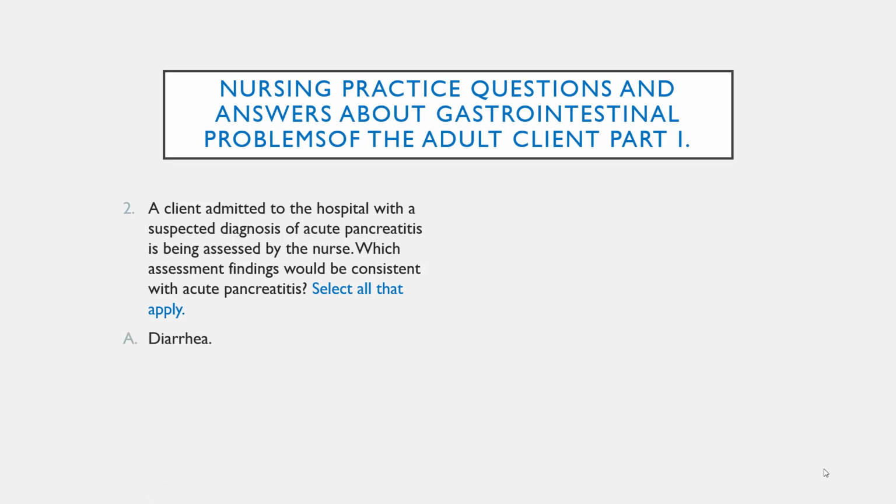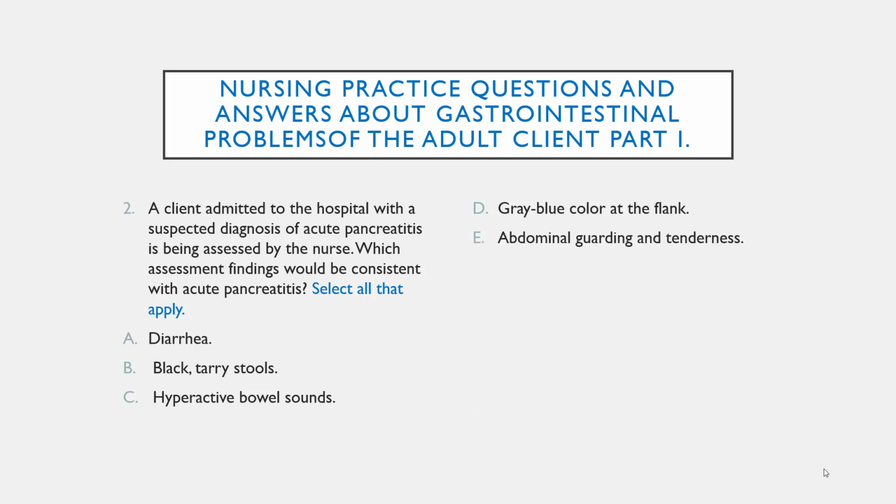Option A, diarrhea. Option B, black tarry stools. Option C, hyperactive bowel sounds. Option D, gray-blue color at the flank. Option E, abdominal guarding and tenderness. Option F, left upper quadrant pain with radiation to the back.